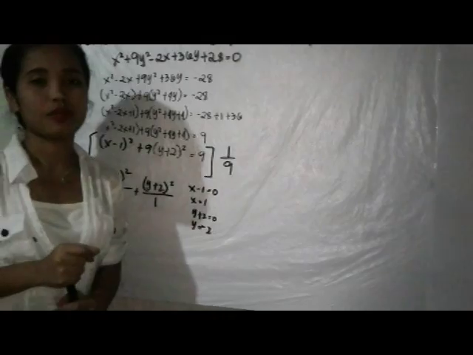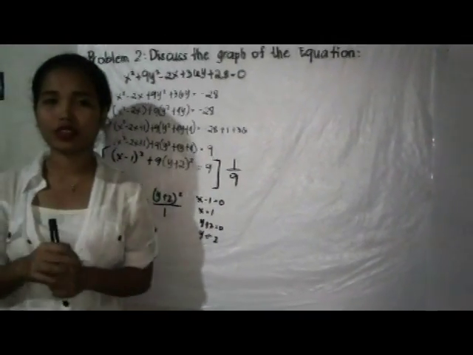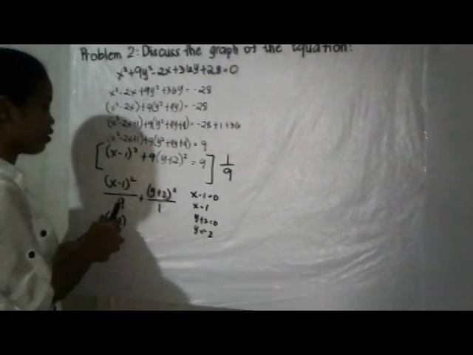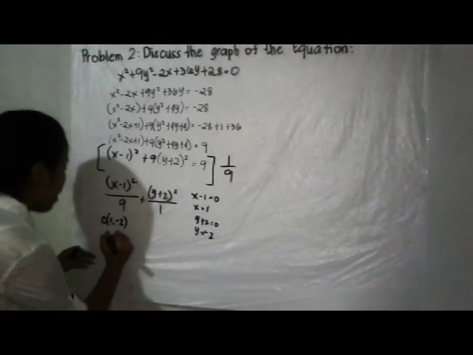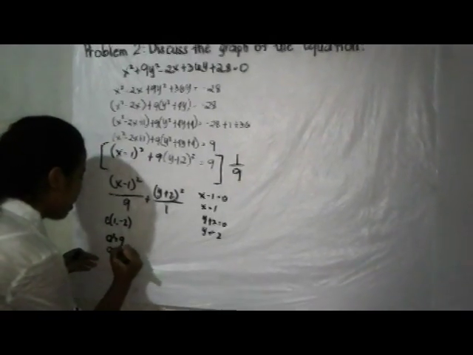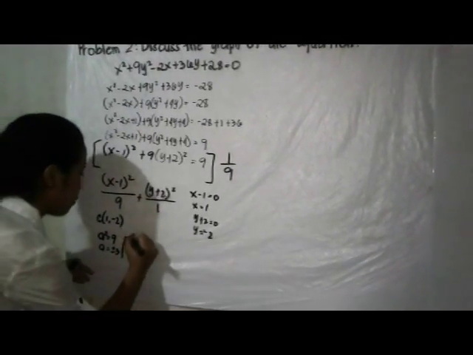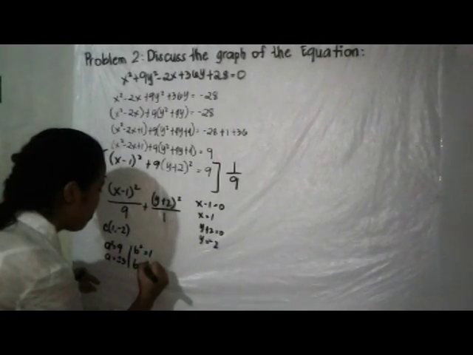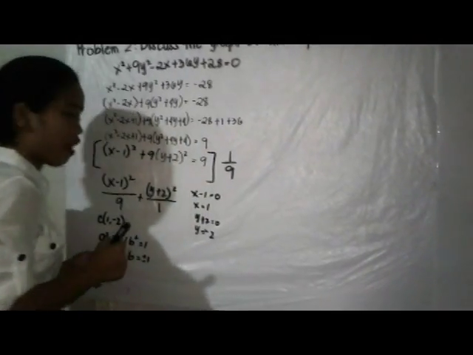Then, let us proceed by finding the value of our a. And always remember that a is always greater than b. So, by this equation, 9 is the value of our a squared because 9 is greater than 1. So we have a squared is 9, and taking the square root, we have a equals positive and negative 3. And our b squared is 1, so taking the square root, we have b equals positive and negative 1.